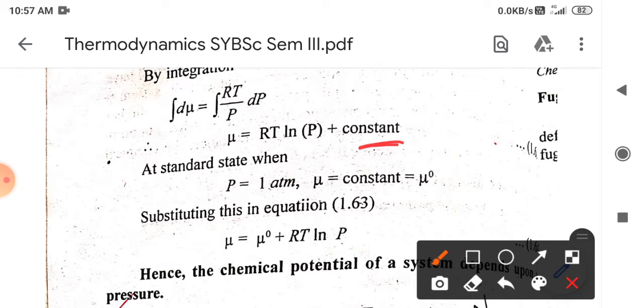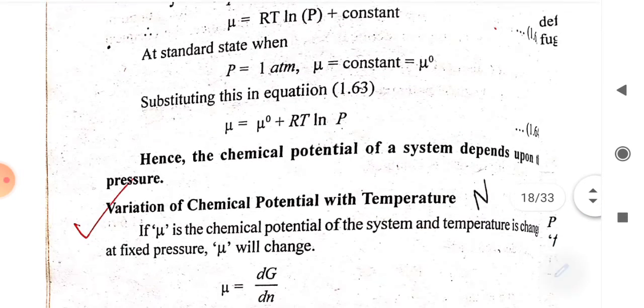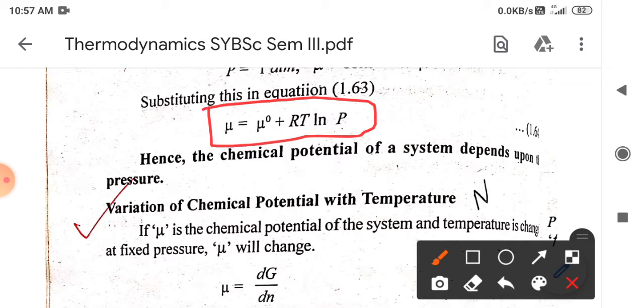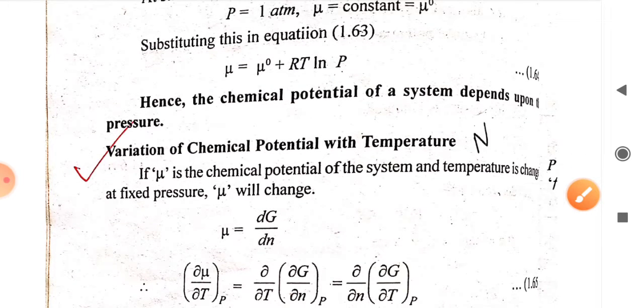So how can we find that constant? Consider the standard condition of temperature and pressure, that is at 1 atmospheric pressure, this term becomes 0, because the log of 1 is 0, so mu, the chemical potential, has a certain constant value. So now we can say that mu equals mu 0 plus RT ln P, that is, the chemical potential of a system depends upon the pressure. So this is one relation, the dependence of chemical potential on the pressure value.